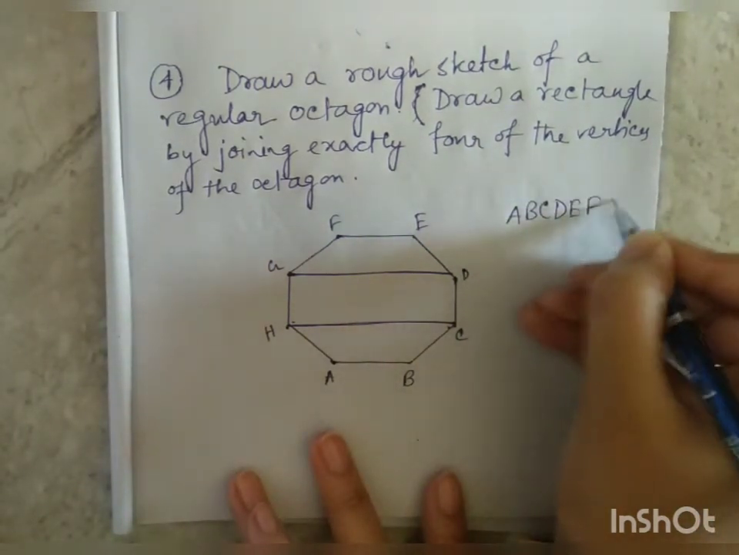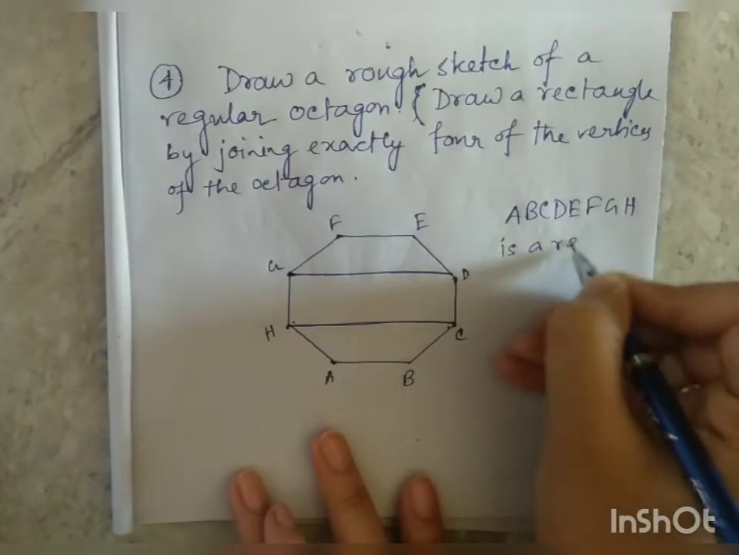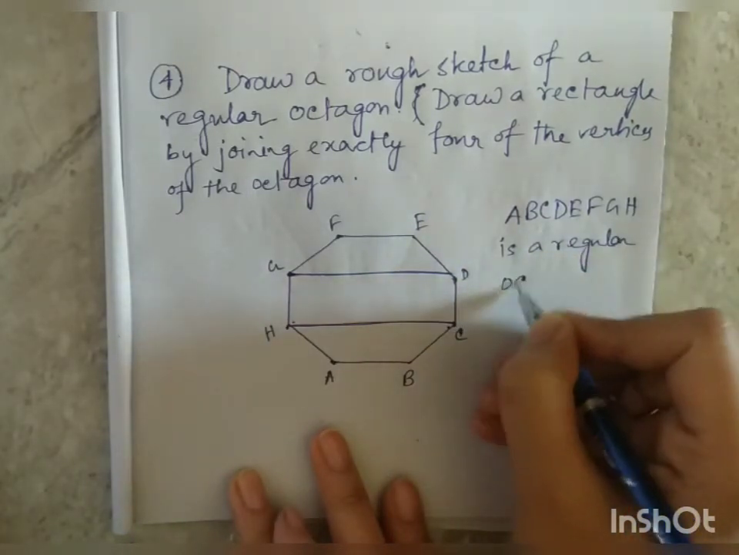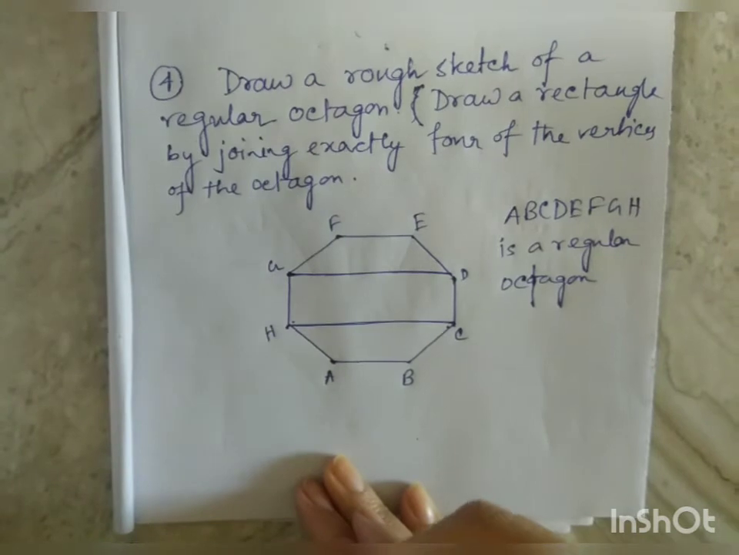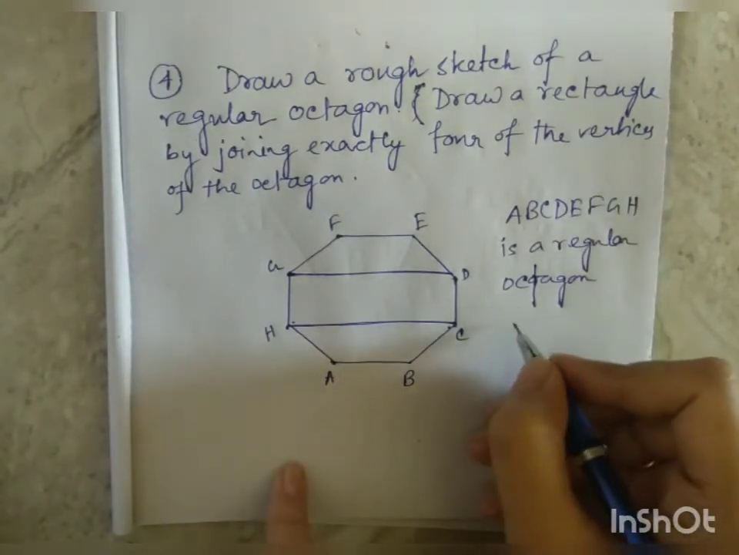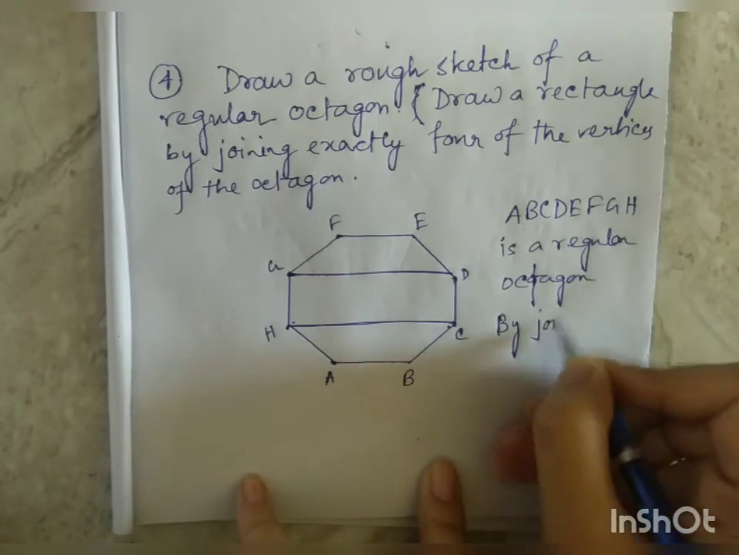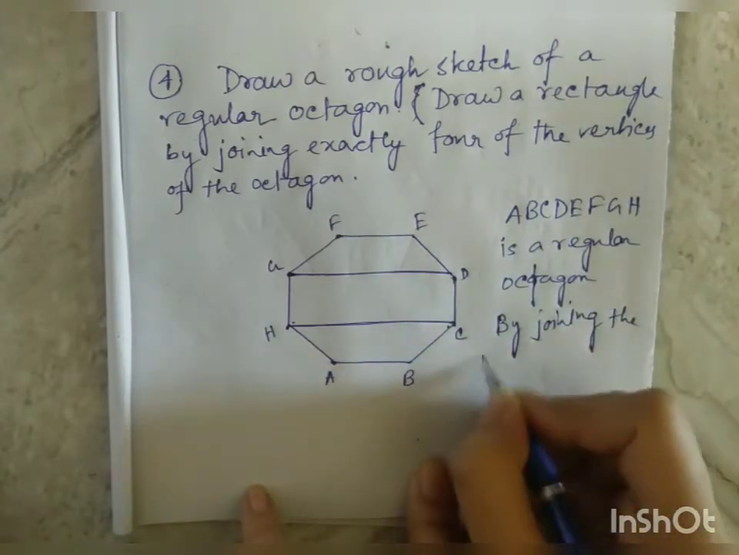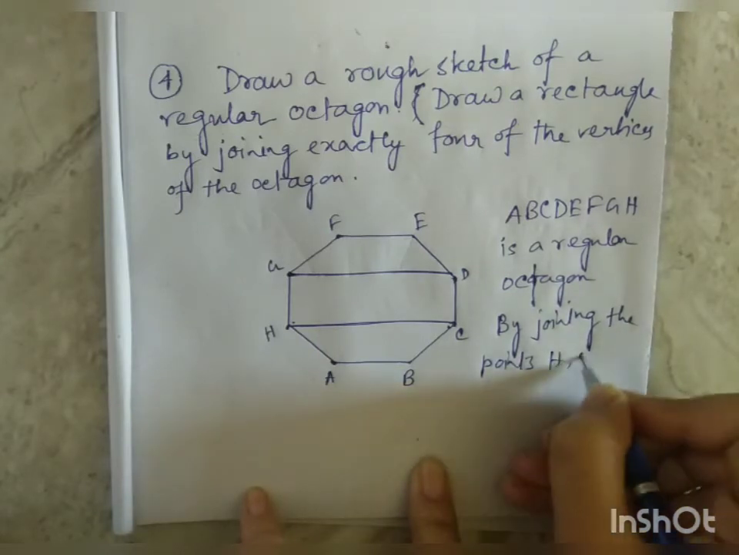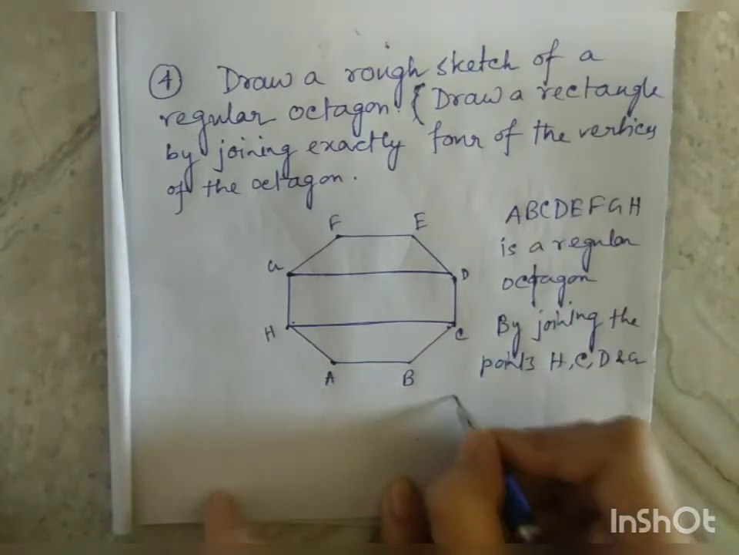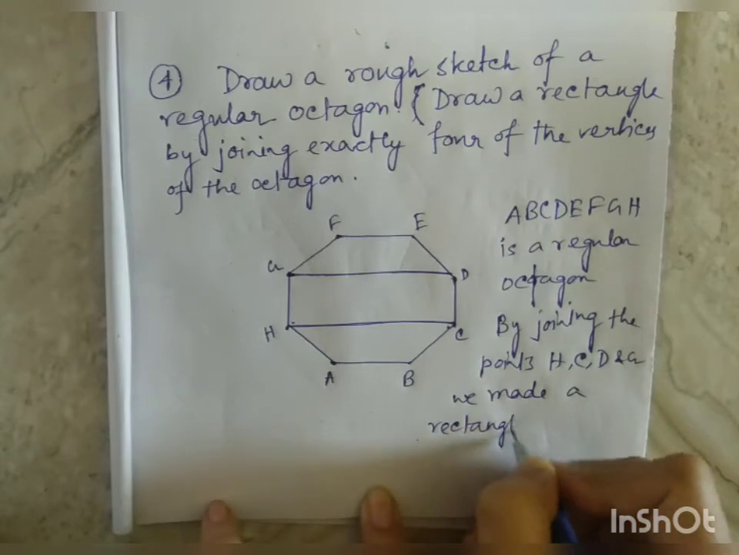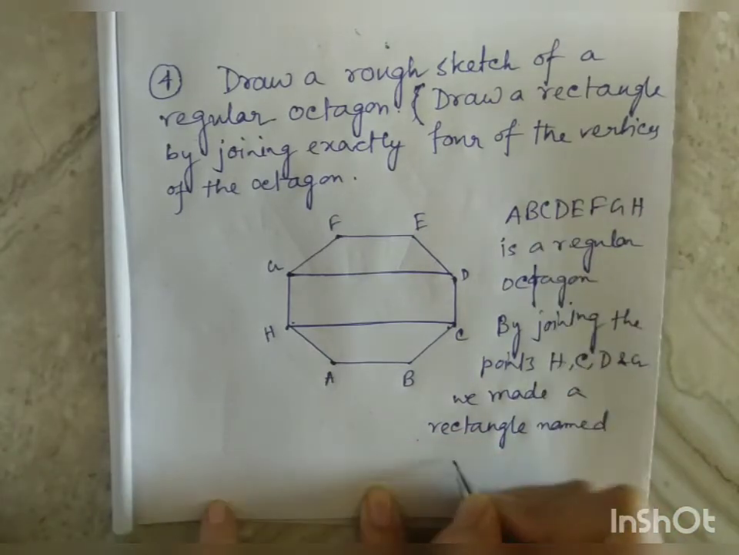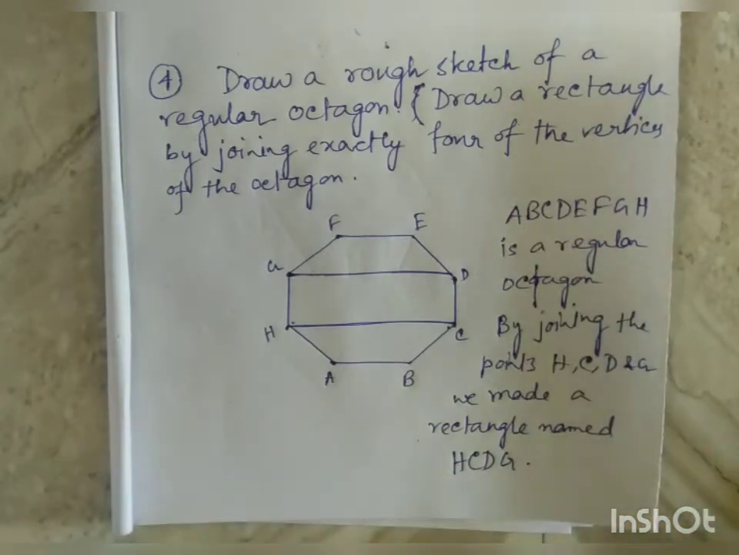ABCDEFGH is a regular octagon. Regular octagon means all of its sides will be of equal length, and along with it, by joining the points H, C, D and G, we made a rectangle named HCDG. Okay, now let's come to the next one.